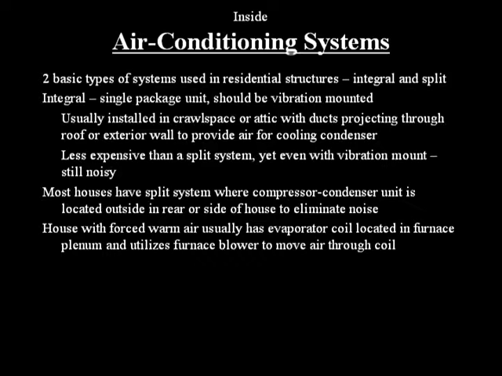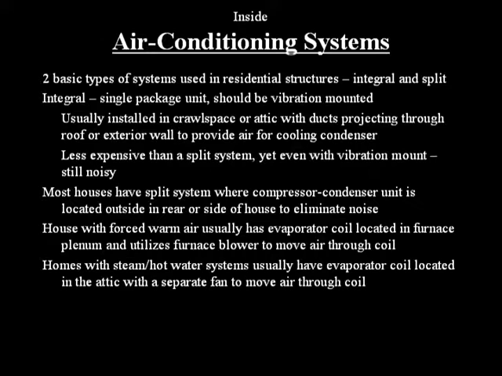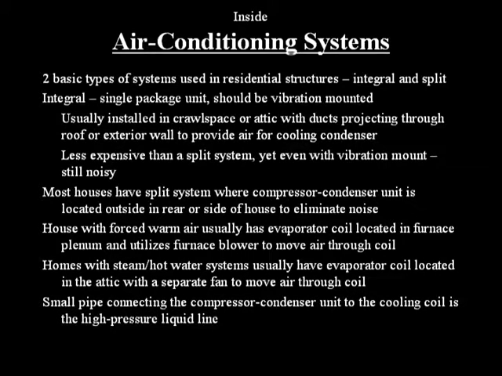A house with a forced warm air system usually has the evaporator coil located in the furnace plenum and utilizes the furnace blower to move air through the coil. A home with a steam or hot water system will usually have the evaporator coil located in the attic, with a separate fan to move air through the coil. The small pipe connecting the compressor condenser unit to the evaporator coil is the high-pressure liquid line. The large pipe is the suction line for the low-pressure gas.